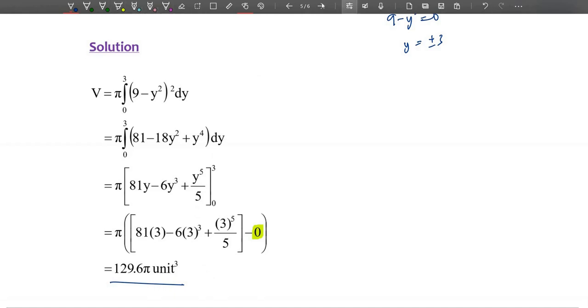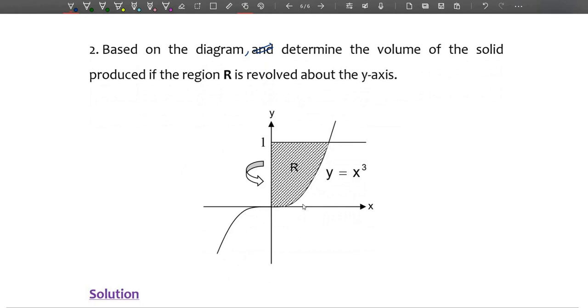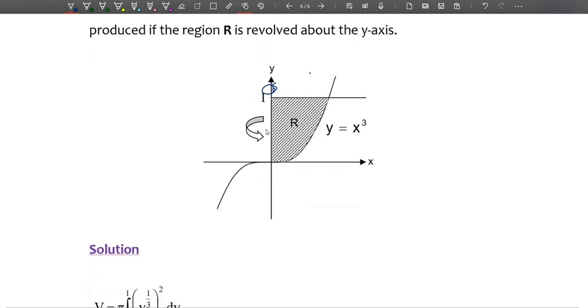Next, based on this diagram, determine the volume of the solid produced if the region R here is revolved about the y-axis. That means it will revolve about the y-axis. Since this is the axis of rotation, from the axis of rotation to the farthest part of the region bounded, this is your radius R. R is horizontal, so automatically the volume should be integrated with respect to y.